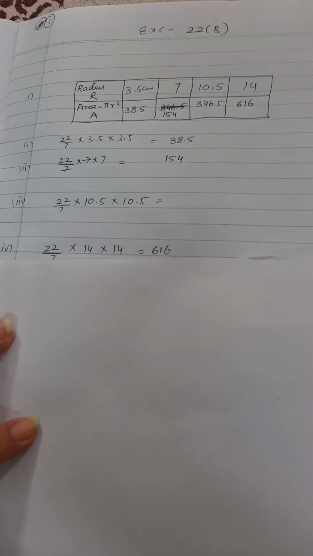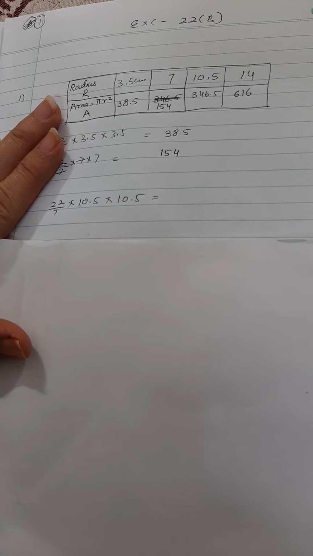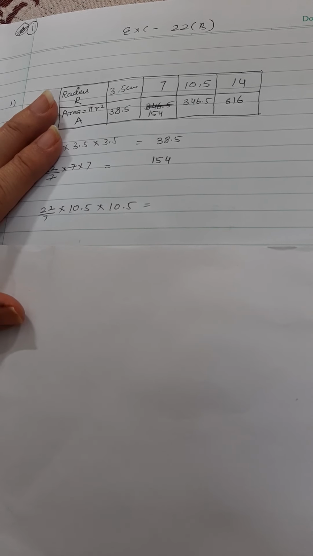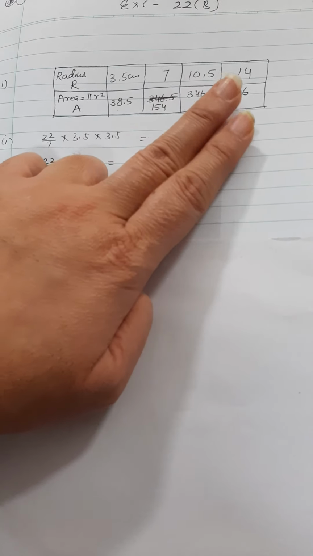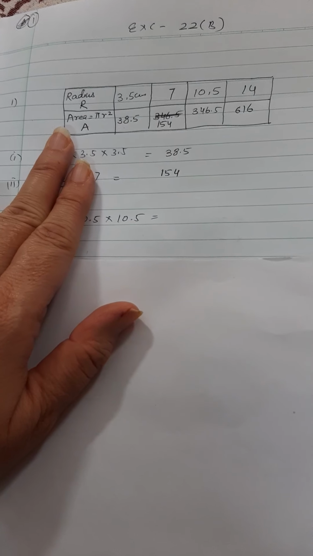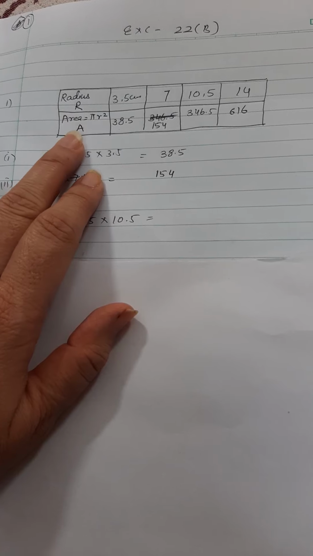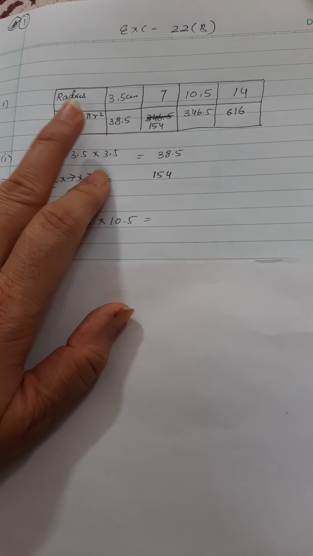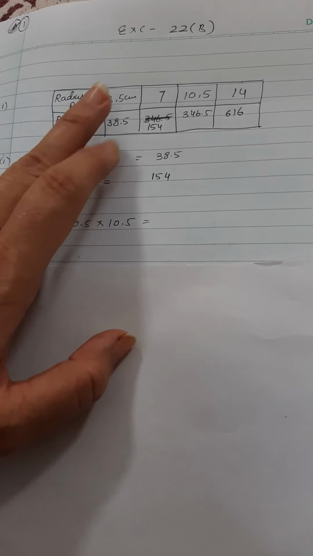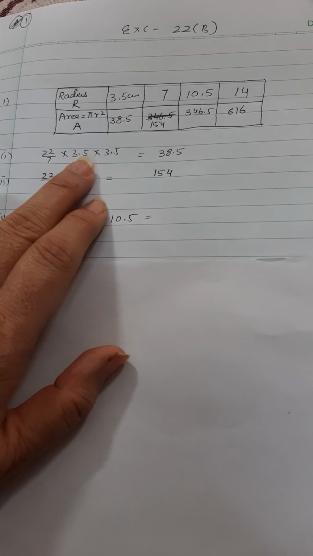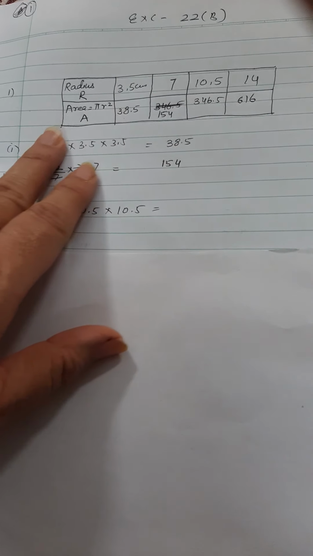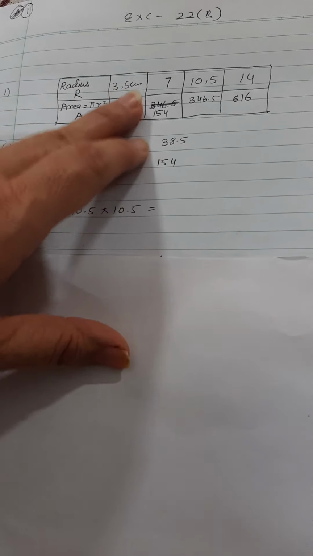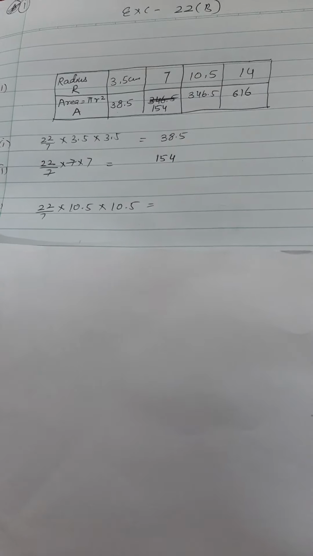See here, this is the tabular form. You'll make a table. On the upper side I've written the radius. We were given the different radii 3.5, 7, 10.5, 14. And then I've written the area. Area of the circle, formula is pi r square. Pi is 22 by 7, and r here is 3.5 into 3.5. So after calculating, I've written the areas with respect to the given radii. So this is the tabular form.